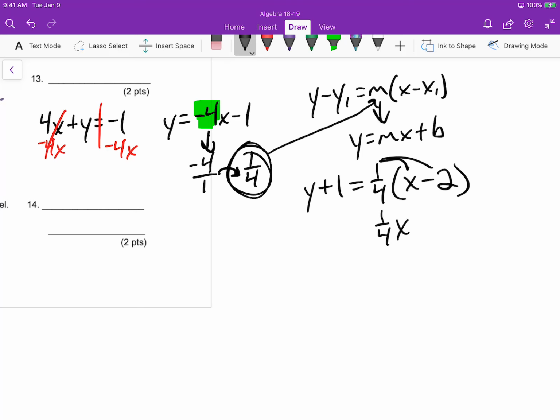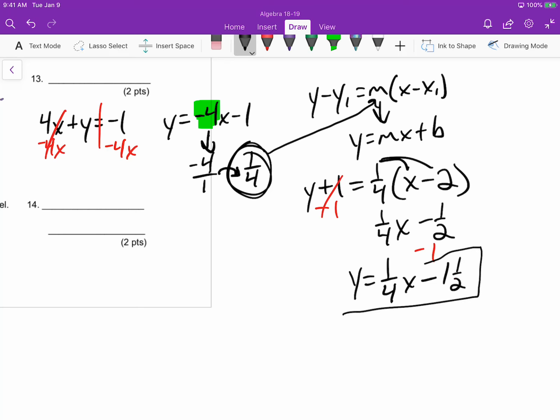All right, so distribute. I get 1/4 x, 1/4 of negative 2. Negative 2 broken into 4 pieces would be a negative 1/2. We're ending up with a fraction, but that's okay. And then I minus 1 from this side and minus 1 from that side. And so negative 1/2 minus another 1. So I end up with a fraction for both of these. That's okay. So minus 1.5.